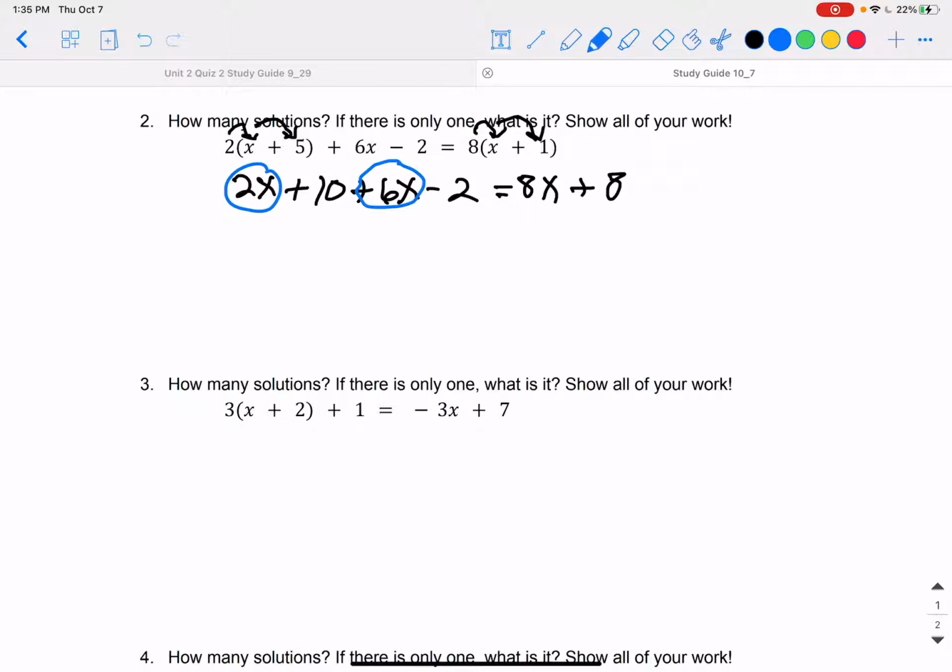So 2x and 6x is going to give me 8x. And then positive 10 and negative 2 can also be combined. So 10 minus 2 is 8, positive 8. And then just bring down 8x plus 8, which we've already found on the other side.